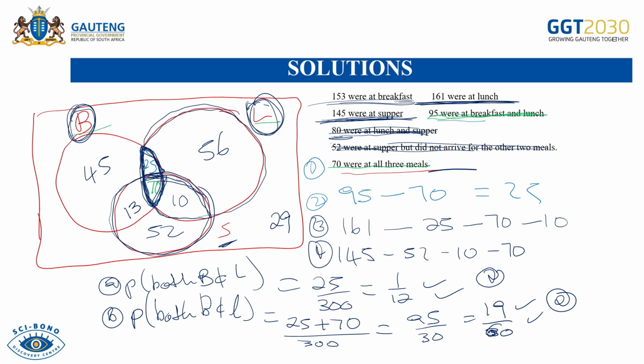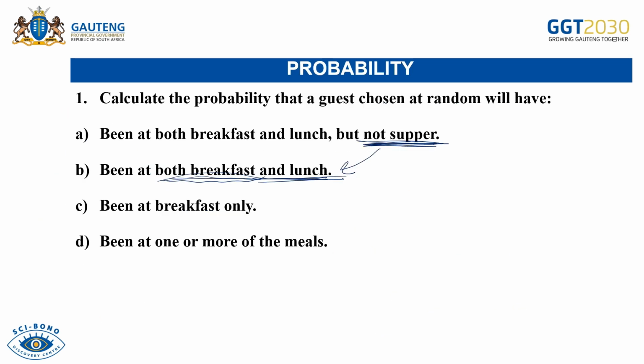But in the second one, they just said at both the breakfast and the lunch, and they didn't say anything about the supper. So it means we can just take the whole intersection of both the breakfast and the lunch. And then we move to letter C.